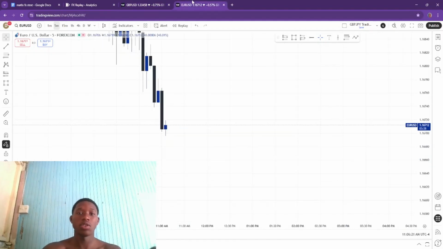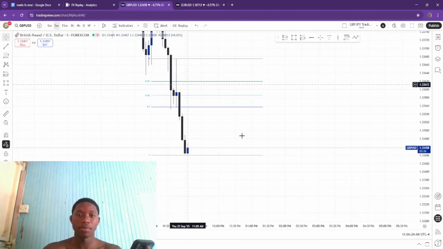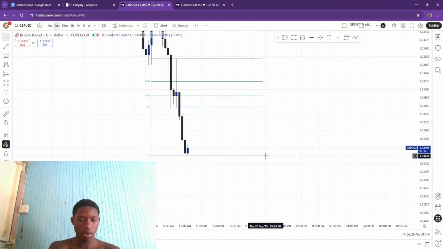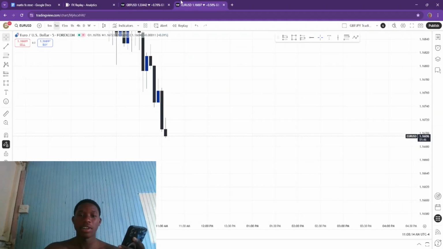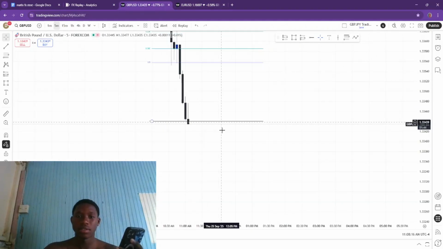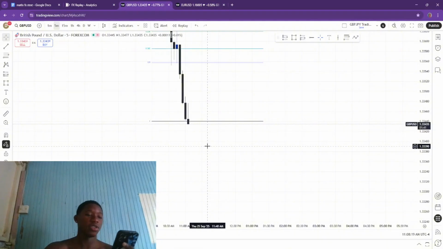I'll draw it on my MT5. That's crazy. Imagine I missed that trade. Imagine you wait a whole month for a trade and you miss that trade. That's crazy. Yeah, I think we definitely getting a trade today. Smell it from a mile away.